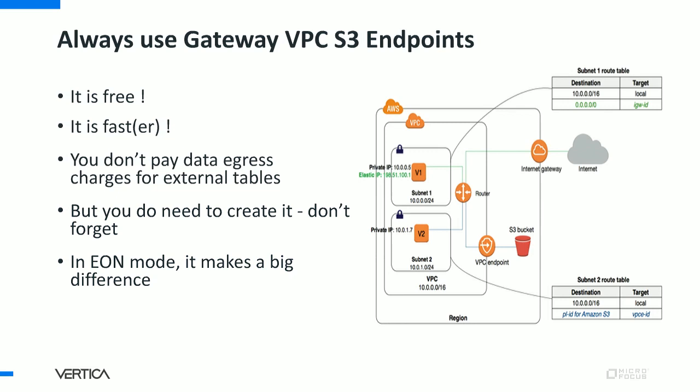This is essentially a routing rule that makes sure that all traffic between your cluster and S3 goes over an internal fabric. This makes it much faster. You don't pay for egress costs, especially if you're doing external tables or your communal storage. But you do need to create it. Many times people will forget doing it. You really do have to create it. And best of all, it's free. It doesn't cost you anything extra. You just have to create it during cluster creation time, and there's a significant performance difference for using it.